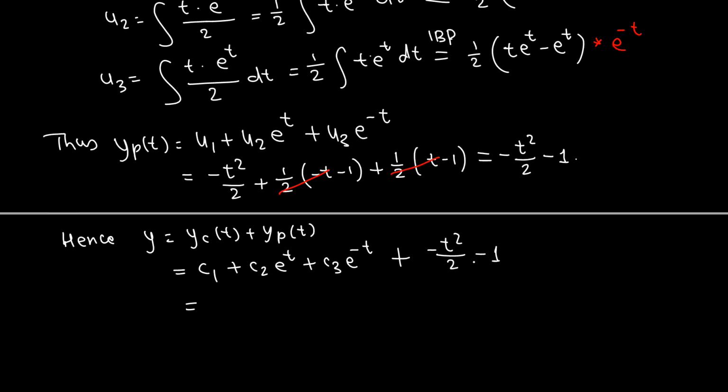We can simplify further, by the way. This c1 minus 1 will be a new constant, right? So c1 minus 1, we can say c4 maybe, or any other constant, it doesn't matter, because c1, c2, c3 are constants. Use c4, and the remaining plus c2 e^t plus c3 e to the negative t, and this is minus 1/2 t squared, final.